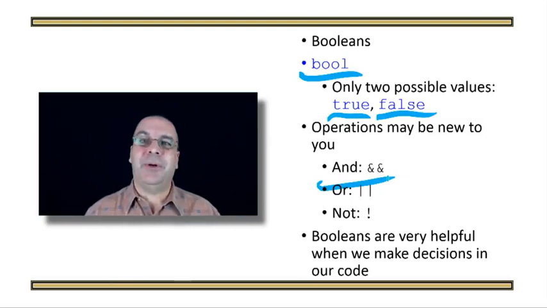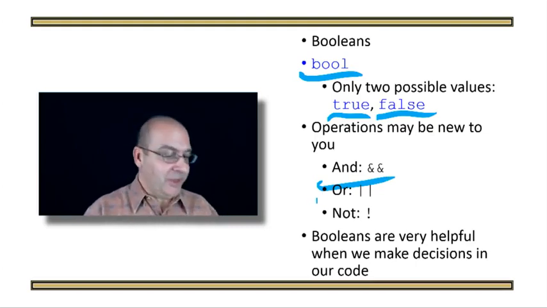So each of the operands can be true or false. And the way AND works is AND evaluates to true if both of those operands are true. If either one of them is false, including both of them being false, AND will evaluate to false. So AND is all about they both have to be true.